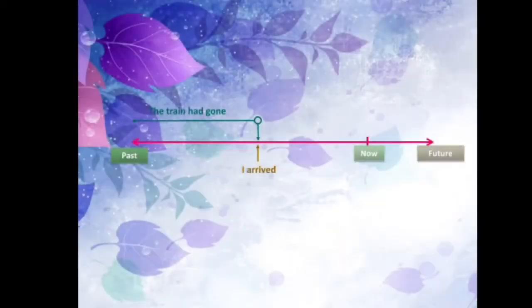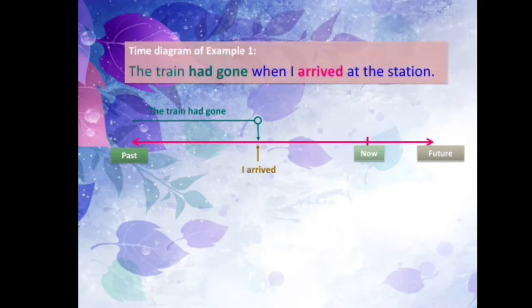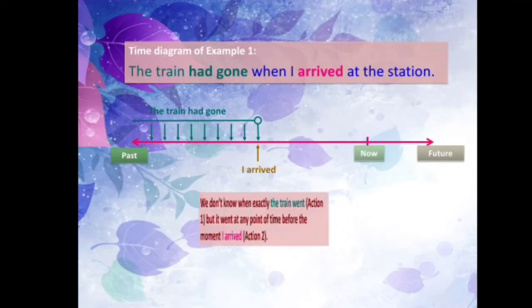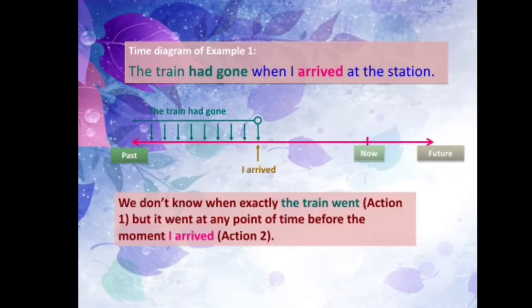Here, in this time diagram of example number 1, we have a very good explanation of the train had gone. It means we don't know when exactly the train went. We don't know exactly the time. Action 1 went at any point of time before the second action, which is I arrived.